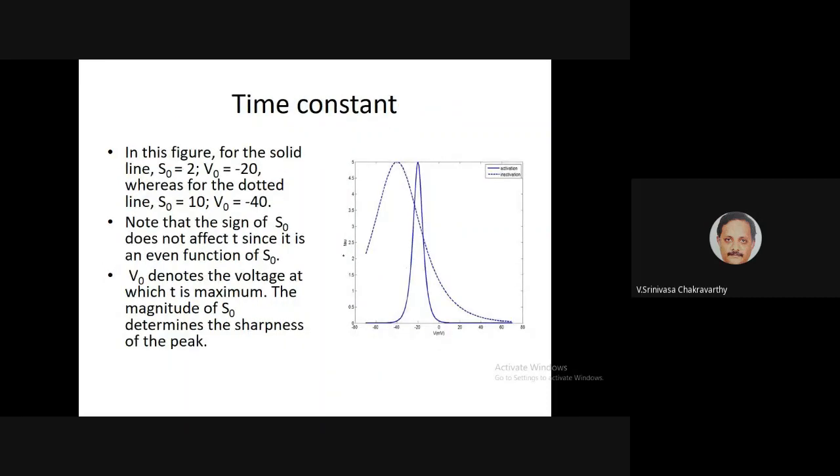So let us look at time constant tau. How does tau vary as a function of the membrane voltage? Here, in case of tau, it is not like a sigmoid, it's more like a bell curve. For a certain optimal voltage, the time constant is highest, and on both sides it goes down to zero, or it's very, very small.